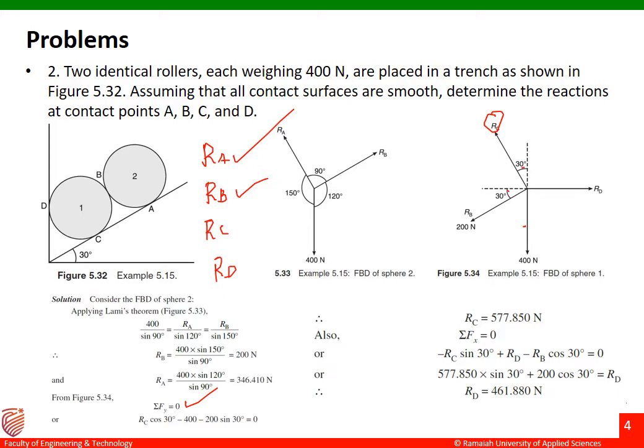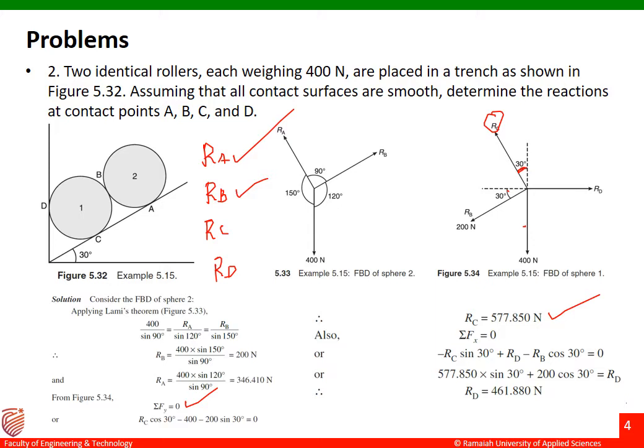Minus RB sine 30 degrees. Minus 400 Newton. You'll get the answer for RC as 577.850 Newton. Okay, so as I mentioned here, this 30 degree is with respect to the vertical there.